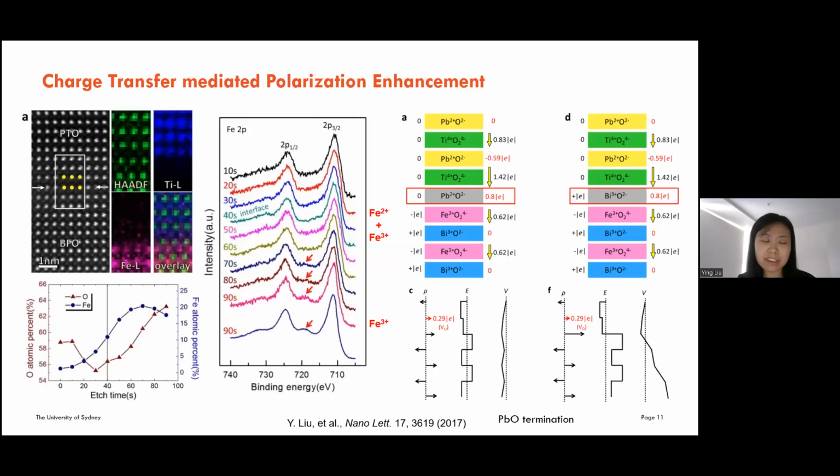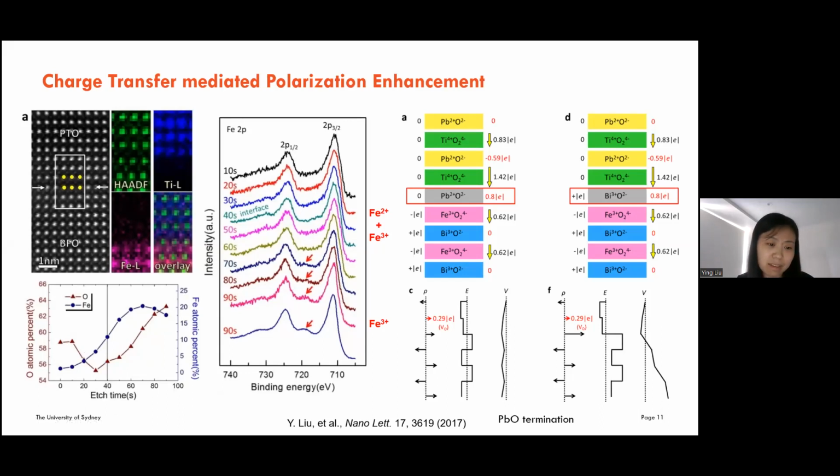To review the polarization enhancement mechanism, we have conducted EDS mapping and XPS analysis of the interface. From the EDS mapping, we found that the interface is very sharp and there is only limited diffusion. And from the XPS analysis, we found that the interface is oxygen depleted. This is the oxygen profile, and this is the interface.